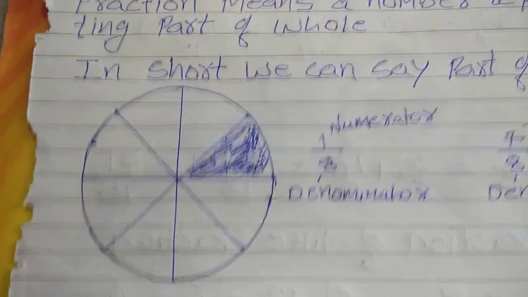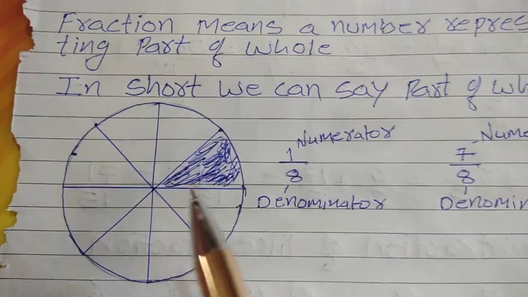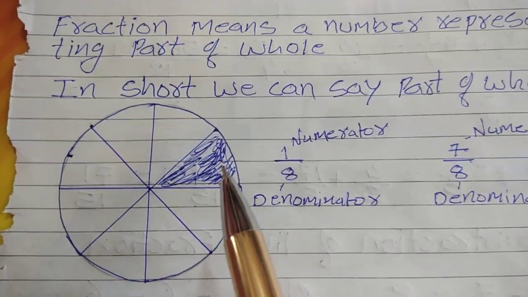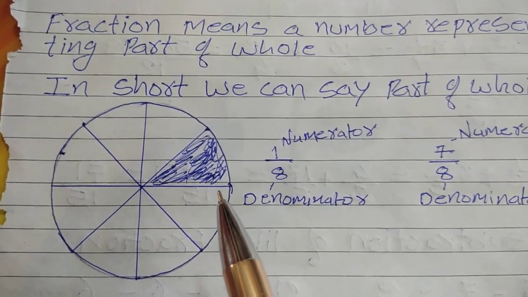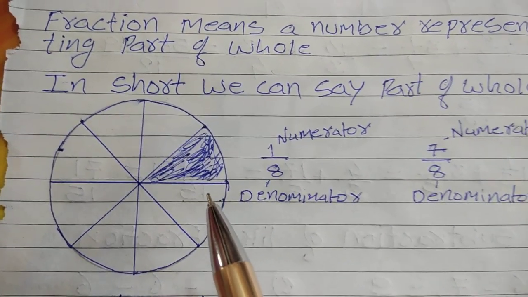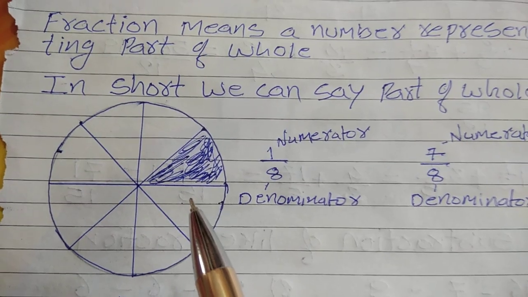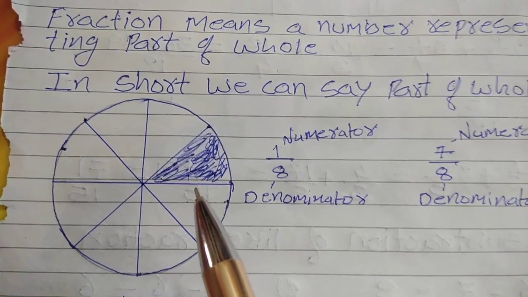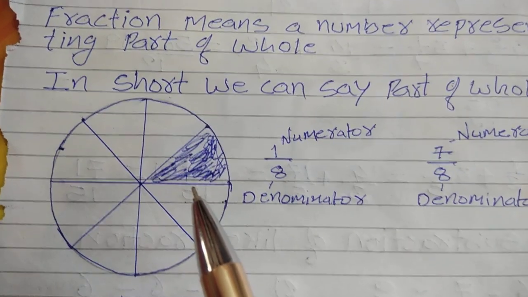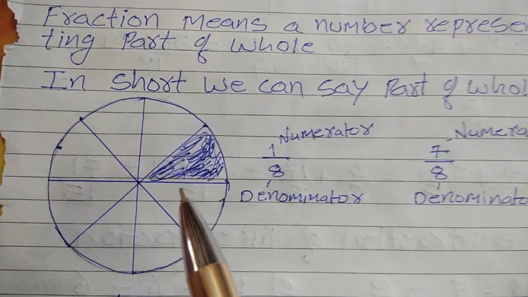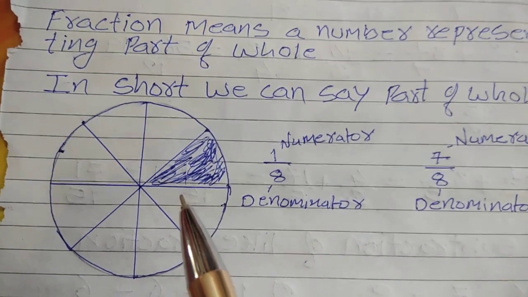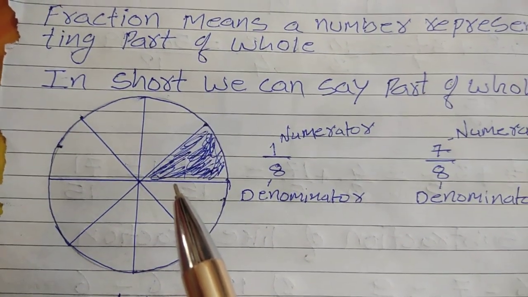Now here I drew a circle and divided the circle into 8 equal parts. Assume that you are celebrating your birthday and you call your friends. You invite your friends for the birthday. So what will you do? You will bring the cake. After bringing the cake, are you going to give one whole cake to everyone? No, that doesn't happen. No one is going to give one cake to one student.